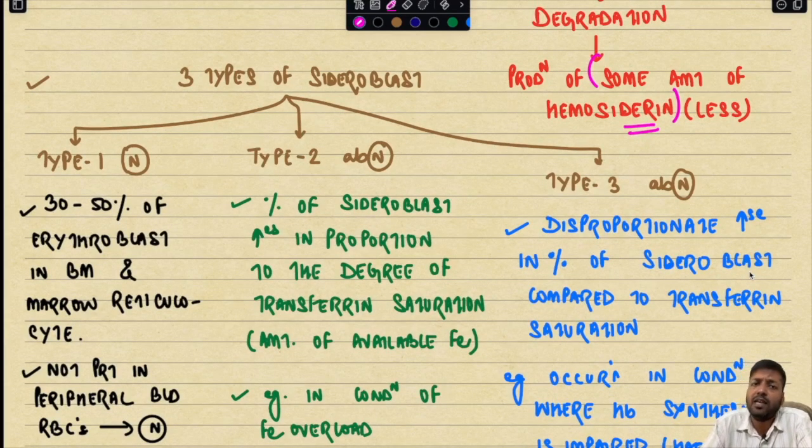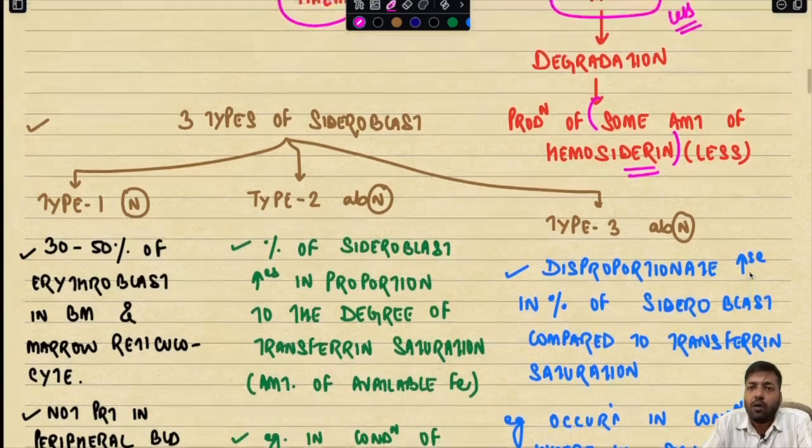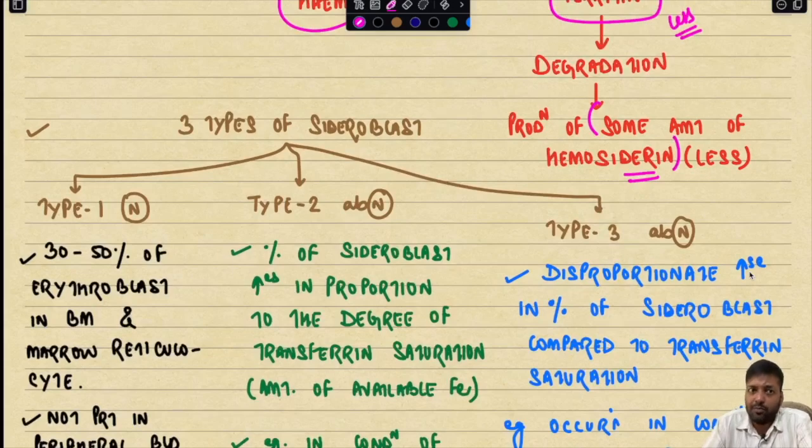In some books they call them type 1, 2 and 3, and in some books they are not calling them anything. They just say that some are present here, some are present here and here in this condition. So for simplicity, there are three types of sideroblasts. Type 1 sideroblast is completely normal, whereas type 2 and type 3 sideroblasts are abnormal, and I will discuss each one of them in detail.